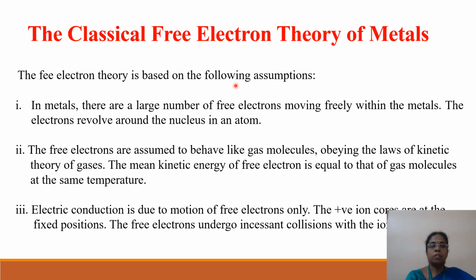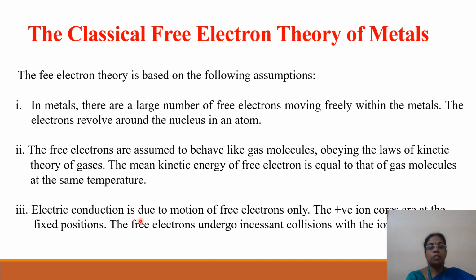Now let us see the assumptions of the classical free electron theory. In metals, there are a large number of free electrons moving freely within the metal, whereas in an atom the electrons revolve around the nucleus. The second point is that the free electrons are assumed to behave like gas molecules. Here the electrons are called an electron gas. It obeys the kinetic theory of gases, and the mean kinetic energy of free electrons is equal to that of the gas molecules at the same temperature, that is equal to 3/2 kBT.